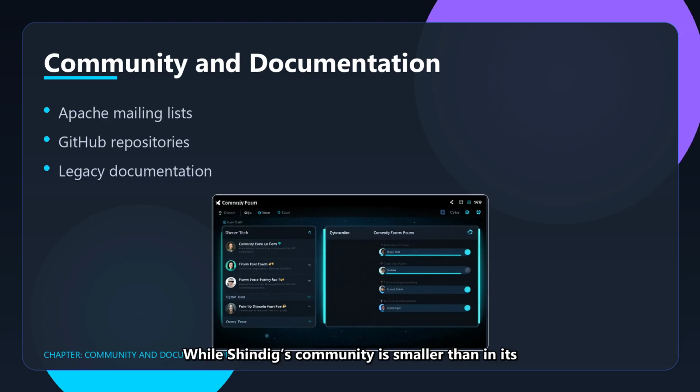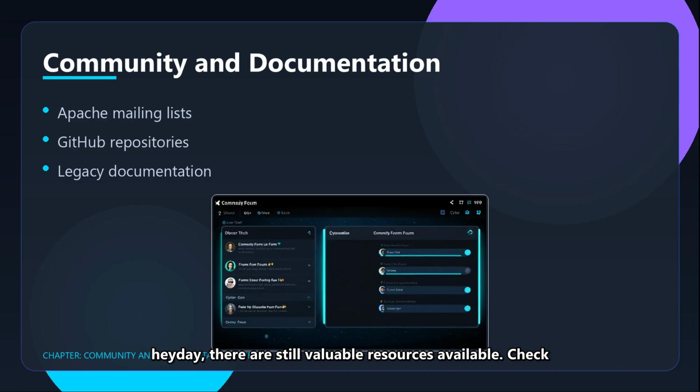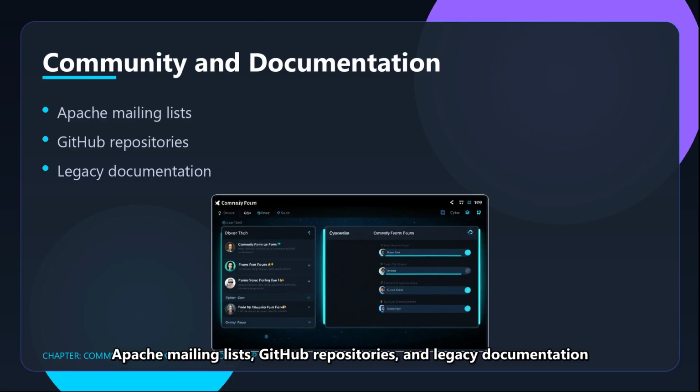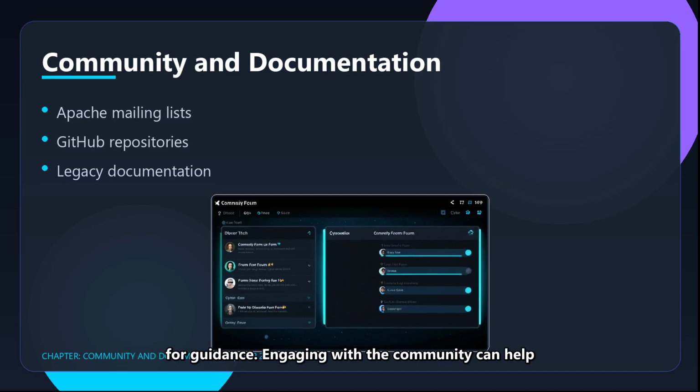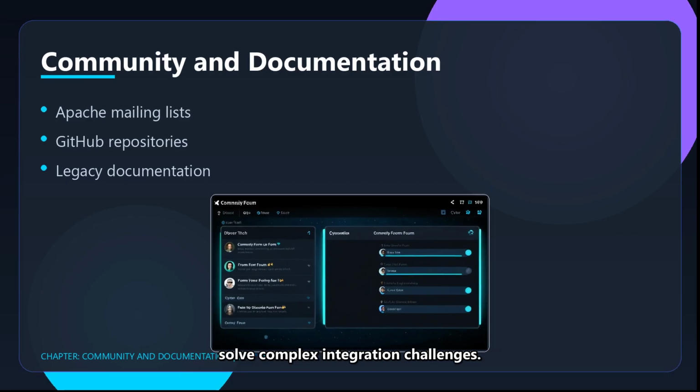While Shindig's community is smaller than in its heyday, there are still valuable resources available. Check Apache mailing lists, GitHub repositories, and legacy documentation for guidance. Engaging with the community can help solve complex integration challenges.